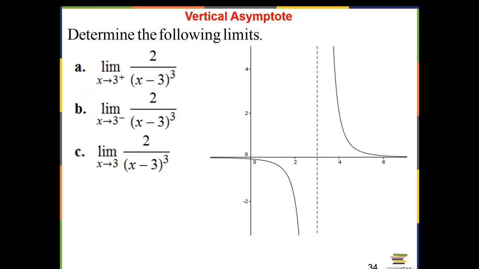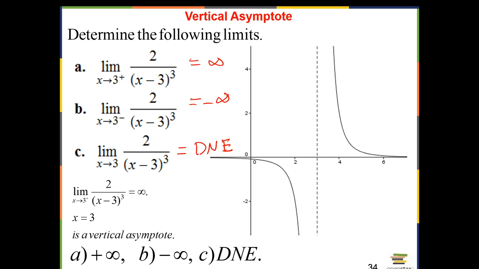So what about these from the graph? Well, we can easily see that when x approaches 3 from the right, this goes to positive infinity. When x approaches 3 from the left, this goes to negative infinity. And we know that this limit does not exist, right? And again, it proves that x equals 3 is a vertical asymptote. All right?